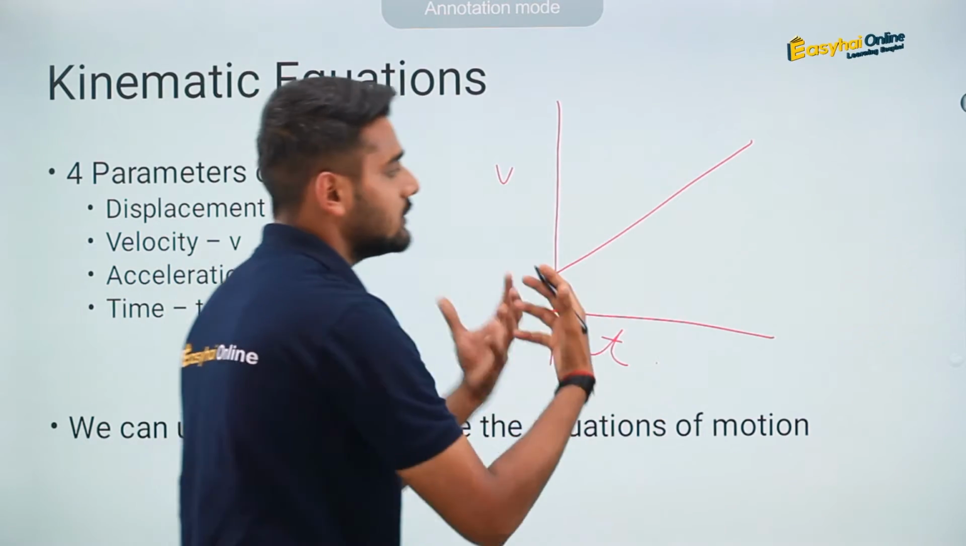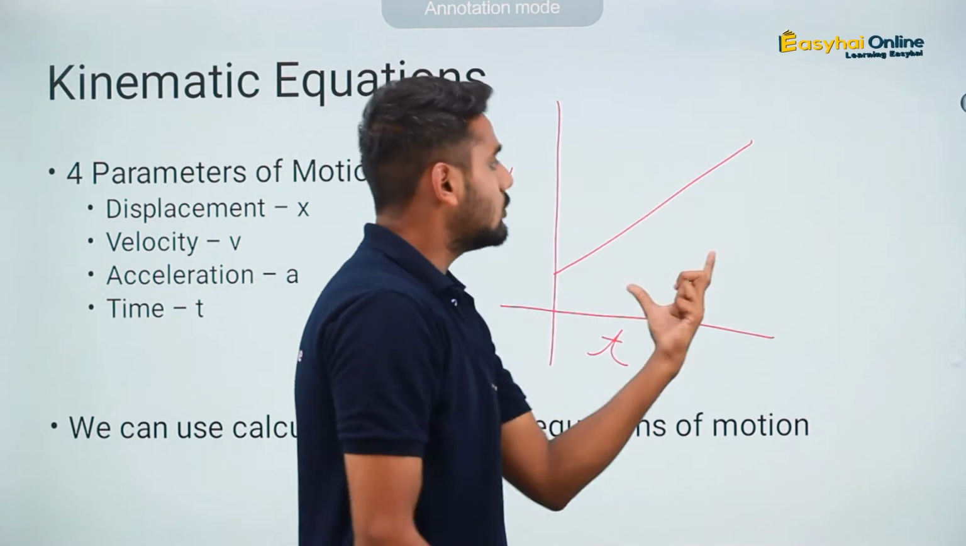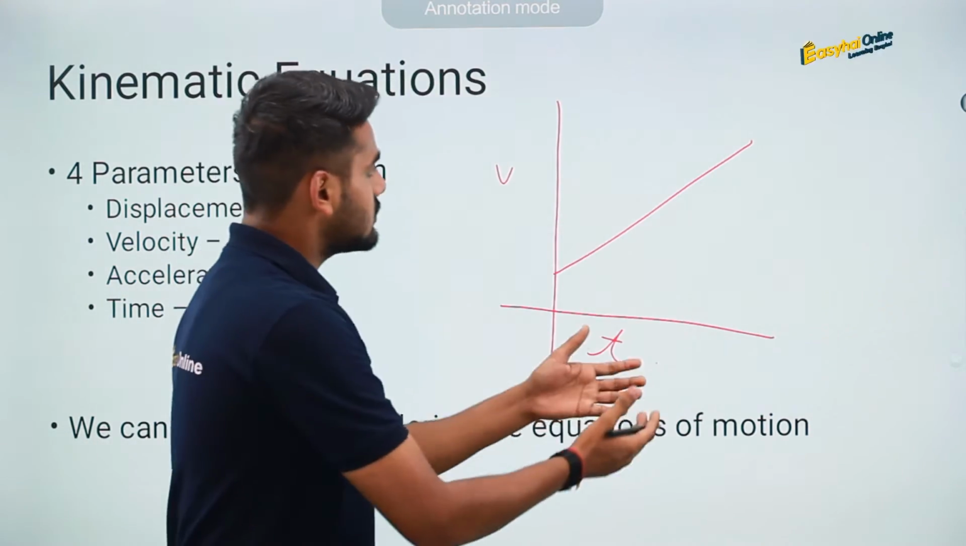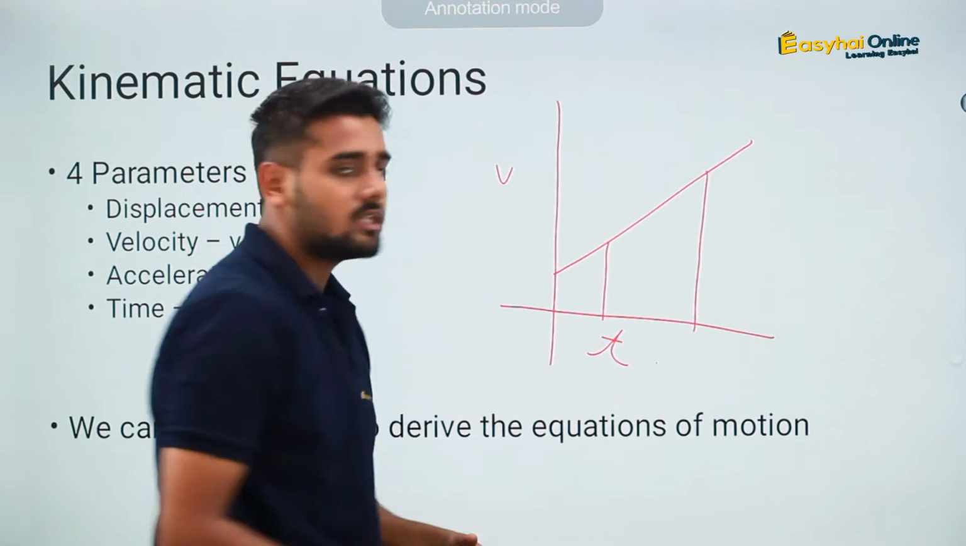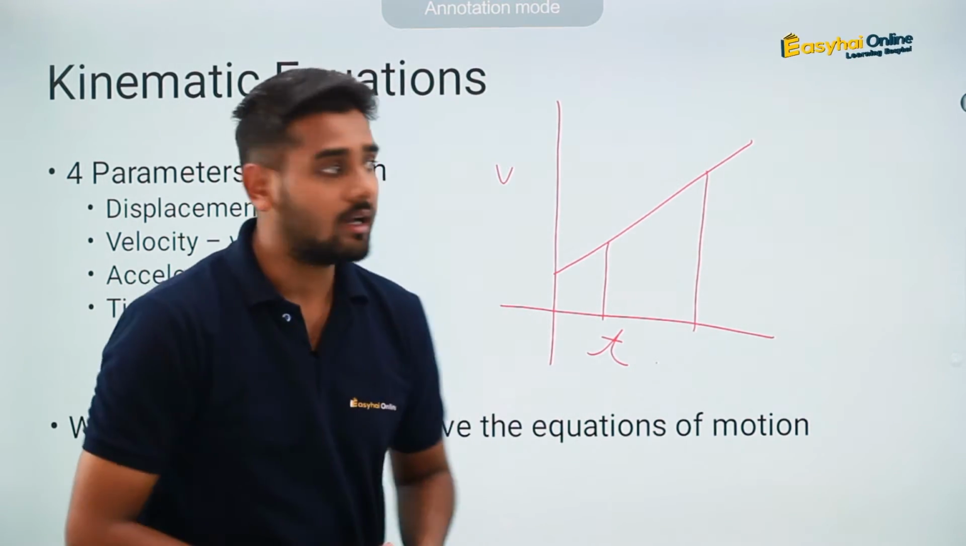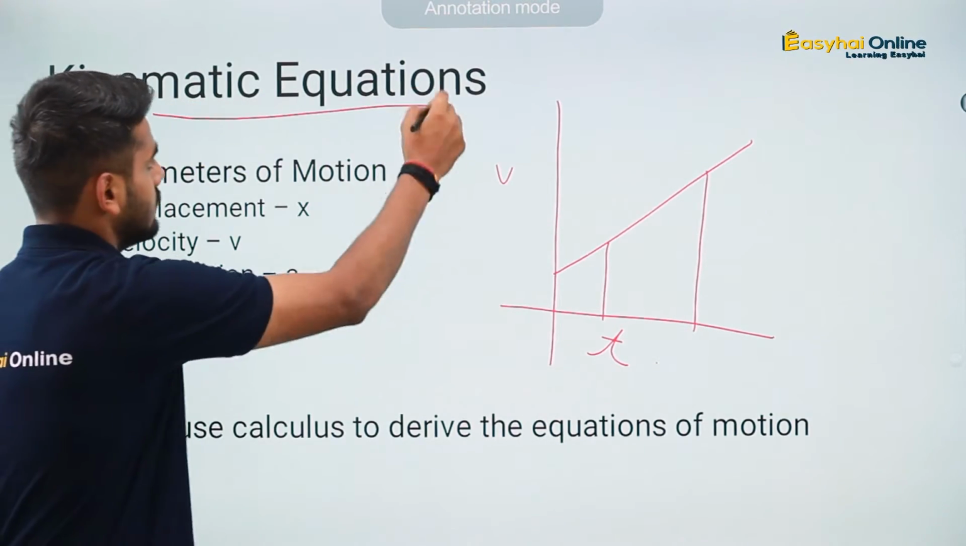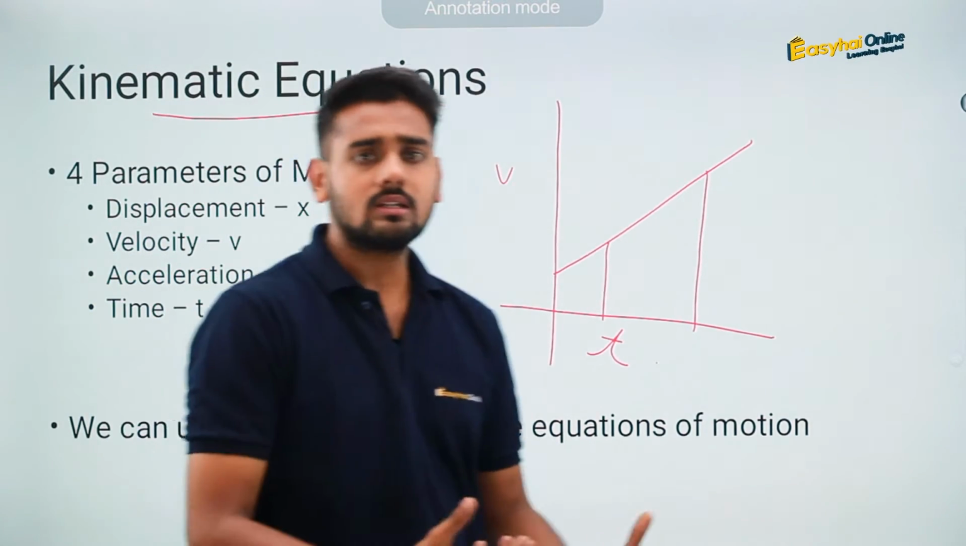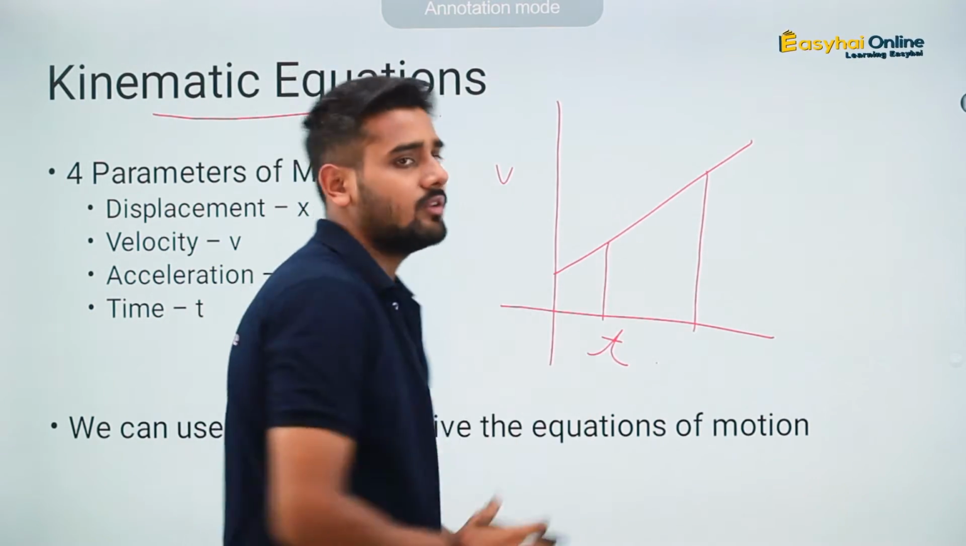and using this graph and the basic knowledge that its slope is acceleration, its area under the curve is displacement, using all that knowledge, we can easily define and then derive the equations of motion, okay. But in this case, I'm not going to directly use this graphical method.